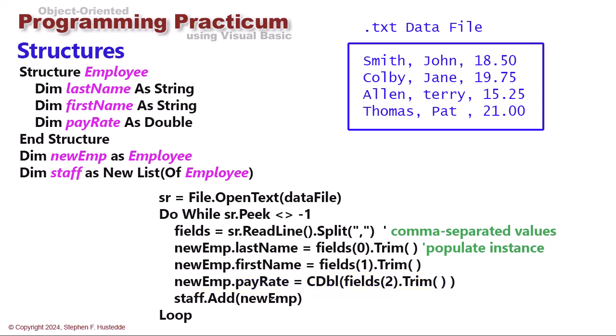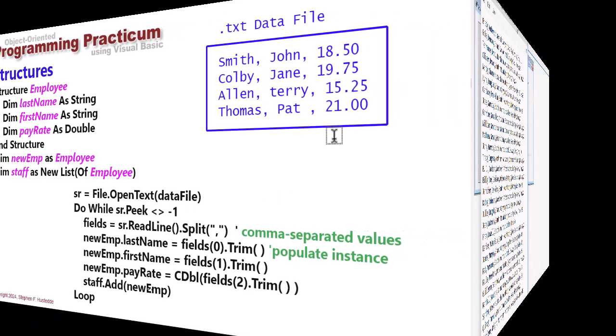All I've done is populated my newemp variable. It's of a structure of type employee, but I need to add it to my list, which is staff, which is a list of type employee. So I can do that by simply saying staff.Add, and I'm going to pass it newemp. And we loop through and read each line subsequently to that until we reach the end. That will populate my list named staff of all these different employees. Let's look at this in Visual Basic.